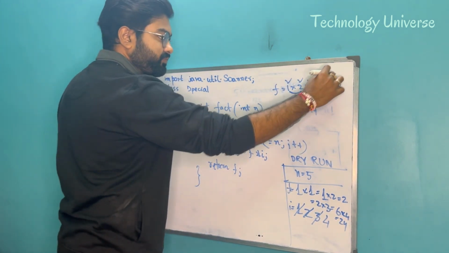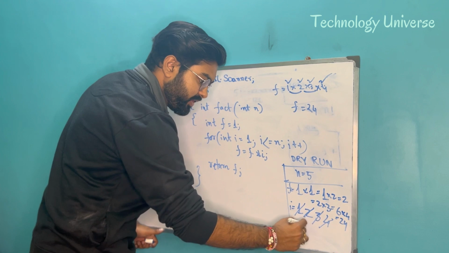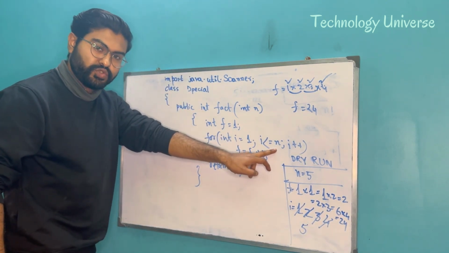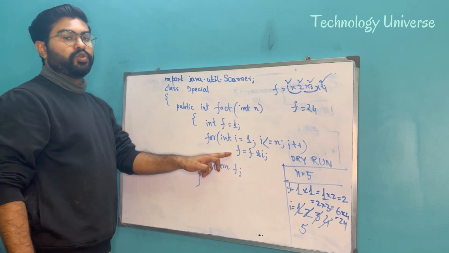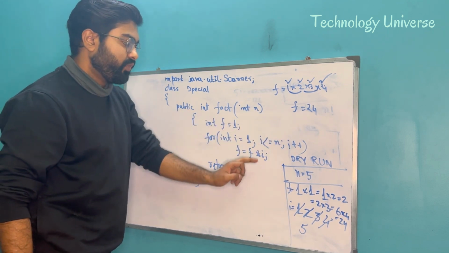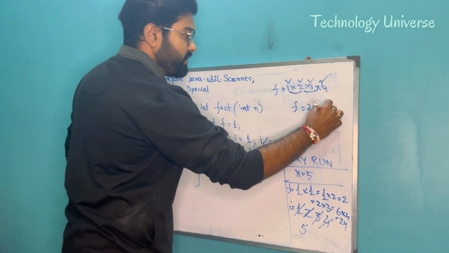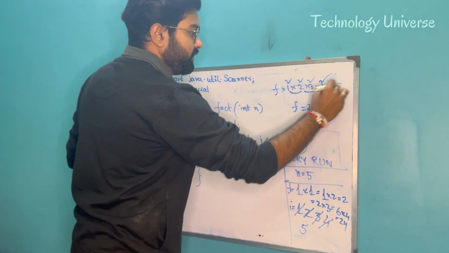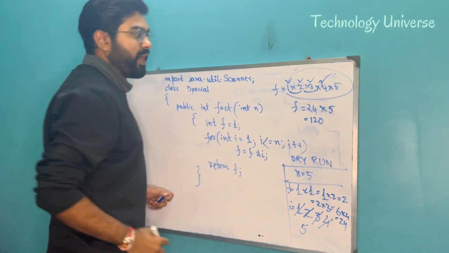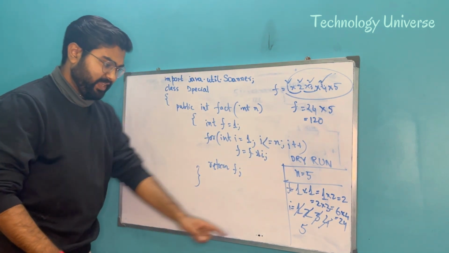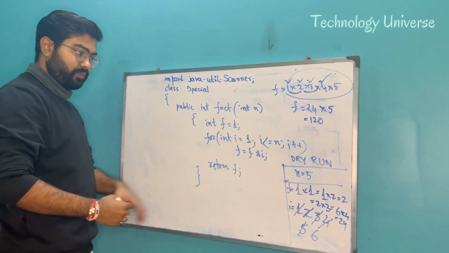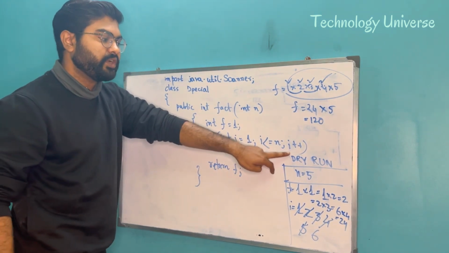This is achieved. Again, i's value would increment to 5 now. 5 is smaller than or equal to 5. Yes, it's true. Then the body of the loop would execute. 24 into 5 would be stored inside f, that is 120. So we are doing the factorial here. Again, the value of 5 would increment to 6, because i plus plus is there, obviously it would increment.